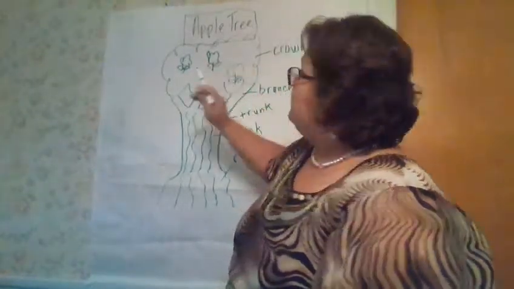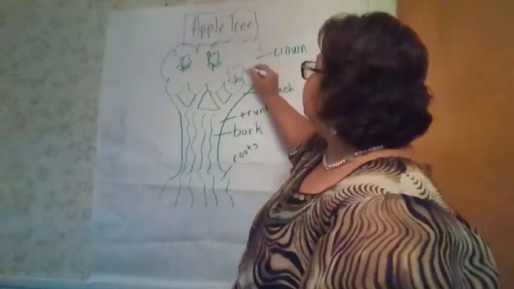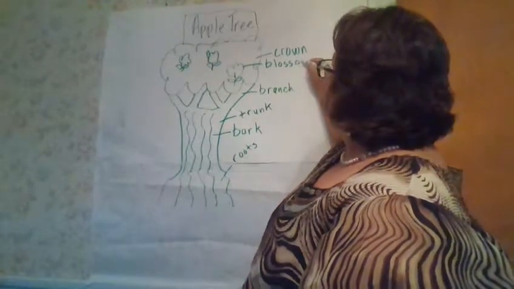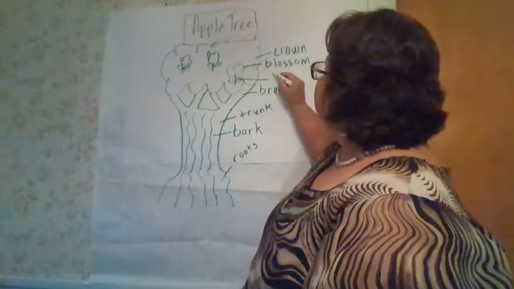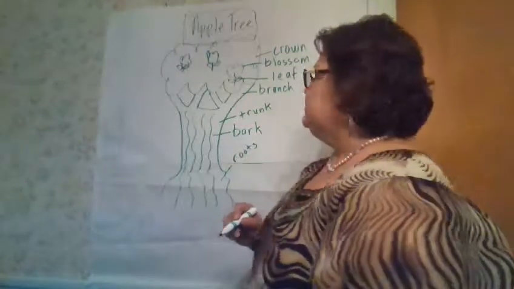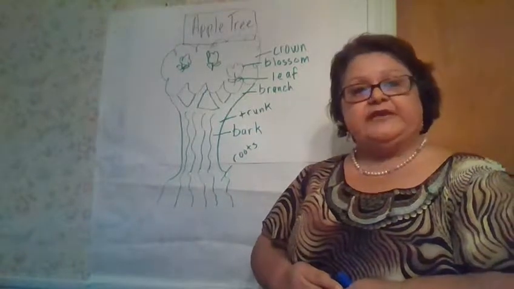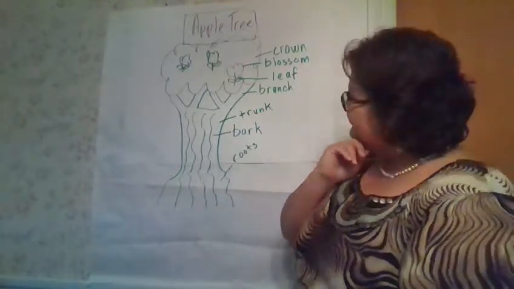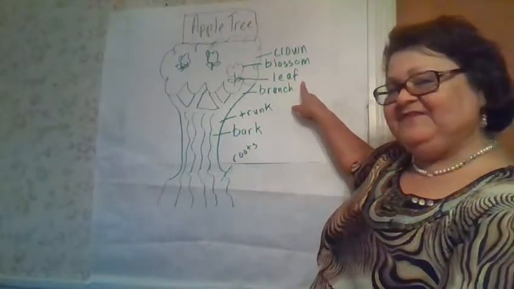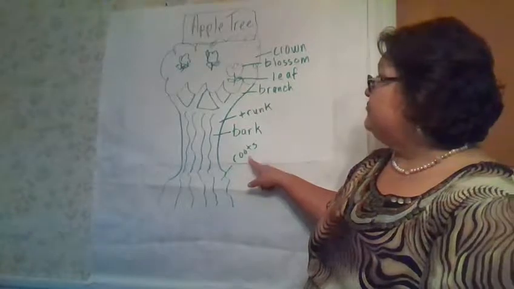Now, of course, the crown has many leaves in it as well, but the blossoms have special leaves. So first I'm going to put blossom, and then I'm going to put leaf, because there's only one that I'm pointing to. So let's review, boys and girls. What are the parts of the apple tree? Do you know? Crown, blossom, leaf, branch, trunk, bark, and roots.